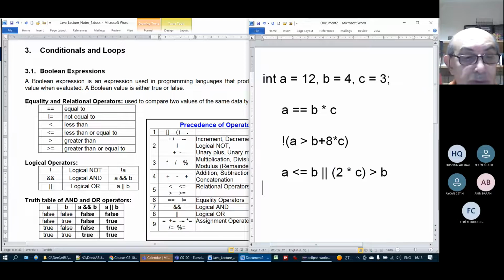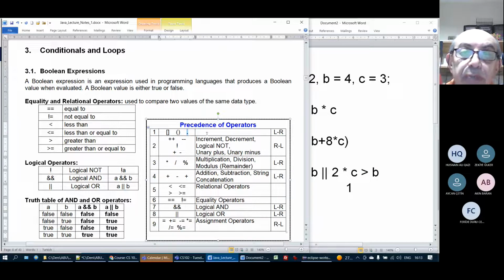Therefore, when I want to evaluate this, since the parenthesis has priority, this will be done first. The multiplication will be done first. Even if I don't put parentheses, among these 4 operators, multiplication has higher precedence. The precedence goes like this. The highest precedence belongs to the index operator, parentheses, and the dot membership operator.